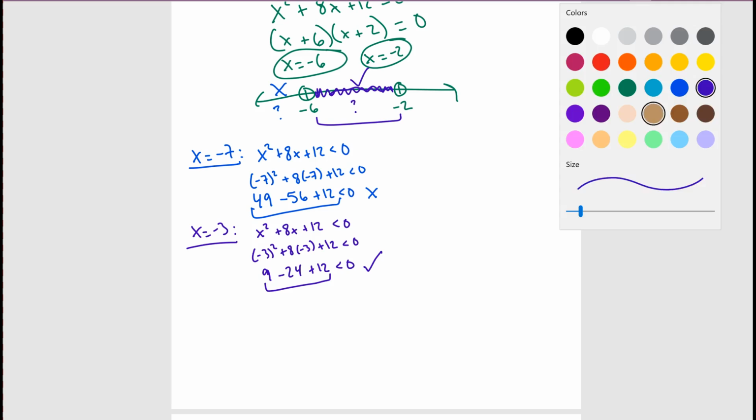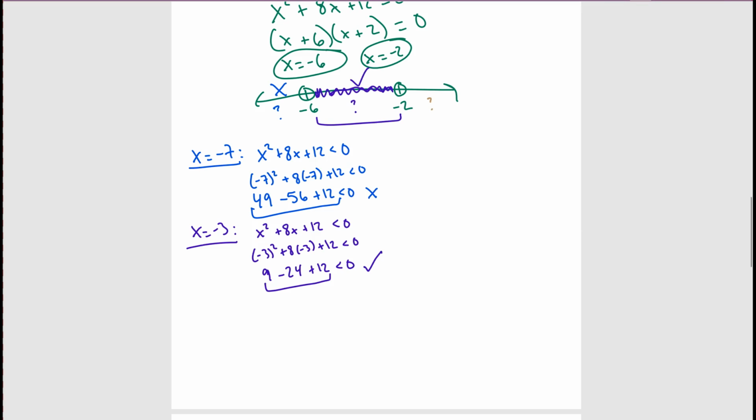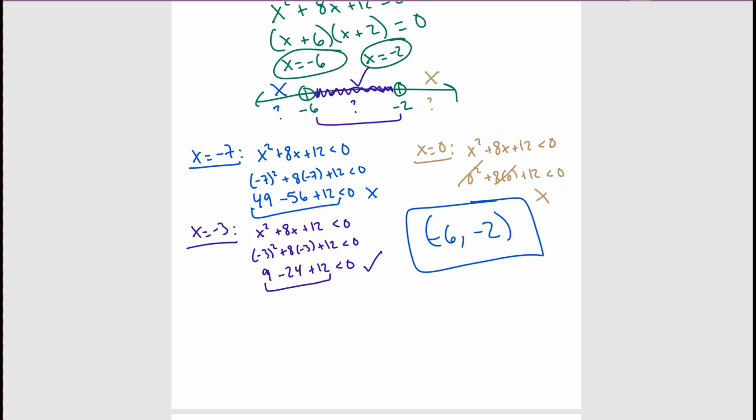So on this side, we can just choose x equals 0, because 0 is greater than negative 2. So we have x squared plus 8x plus 12 is less than 0. Plug in 0 here: 0 squared plus 8 times 0 plus 12. Clearly, 12 is not less than 0. So there's nothing here. So my solution set is only going to be between negative 6 all the way to negative 2, and none of these are included. This is going to be my solution. And that's all there really is to quadratic inequalities.